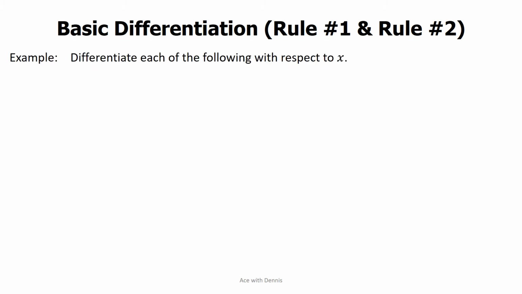Now, let's apply basic differentiation, which is rule number 1 and rule number 2, into exam questions. Here's an example. Differentiate each of the following with respect to x. A, 2x to the power 4 minus 5 third x plus 3 over x squared minus 7. B, cube root of 2 minus 5x cubed.